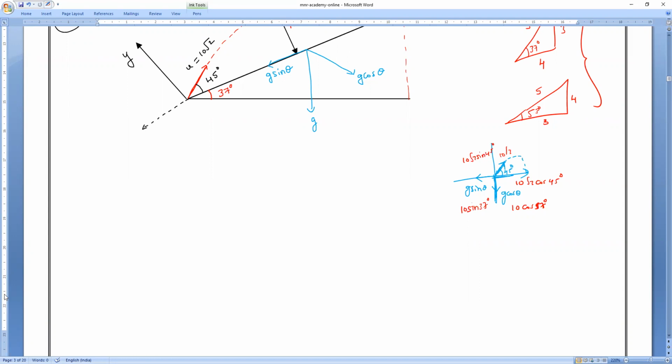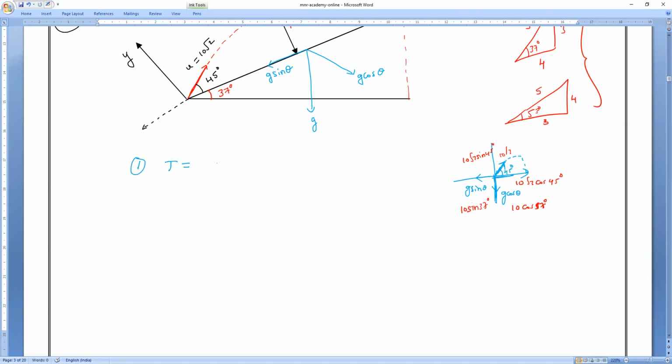Not clear, Rudresha. Others? 2.5 seconds. Okay, 2.5. Yeah, others. Anybody? So what is the time of flight formula? Very simple. You cannot take this much time.